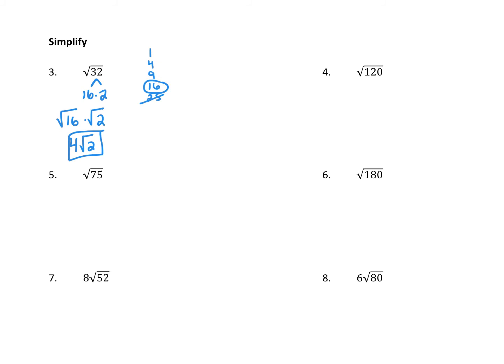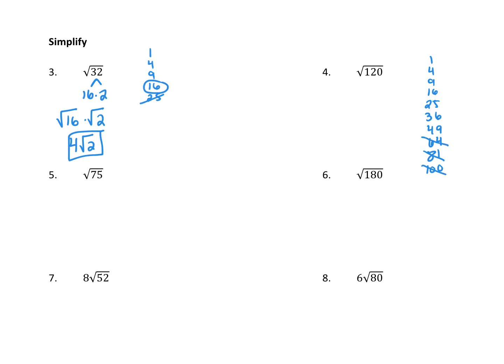All right, 120, this is a big one. So 1, 4, 9, 16, 25, 36, 49, 8 times 8 is 64, 81, 100. All right, 100 does not go into 120. 81 does not go into 120.